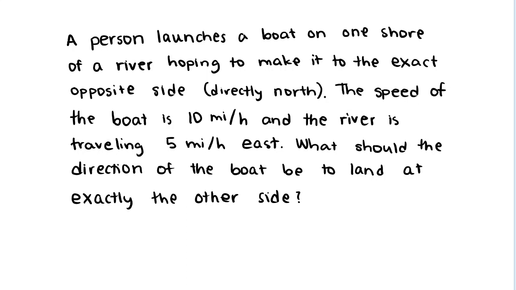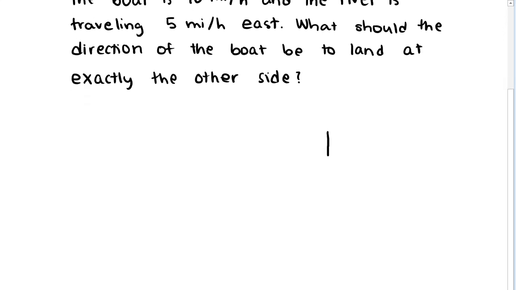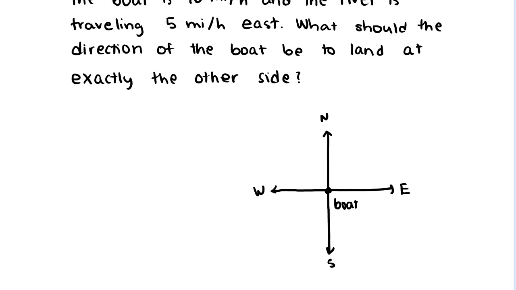So that's a lot of information to unwind, but maybe let's just start drawing what we know. So here we know that this person is trying to end up directly north on the other side of this river. So if I draw out a coordinate plane, and here's north, south, east, and west. And maybe let's say this person is right here at the center of this plane. So here this is where the boat is, where they're going to take off from. This person wants to end up north on the other side of the river.